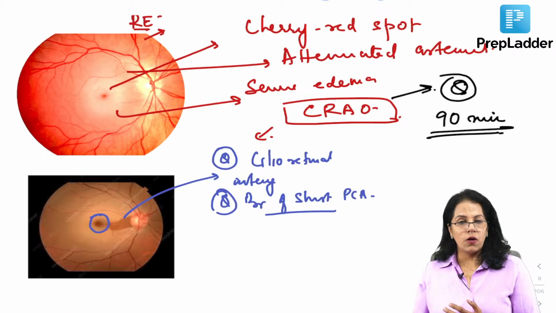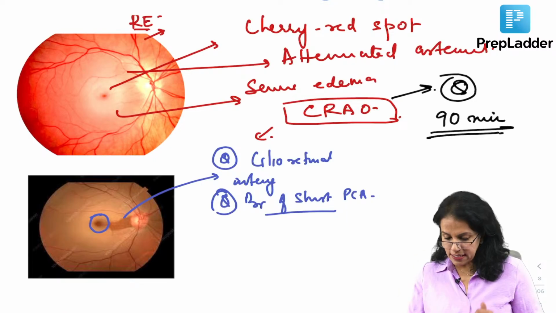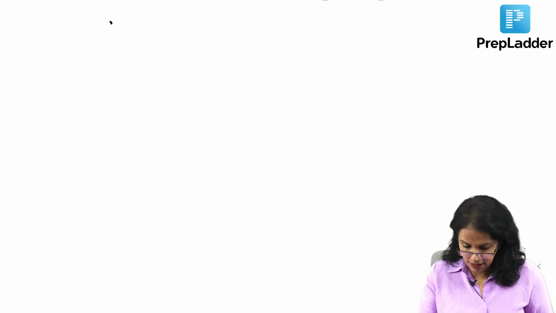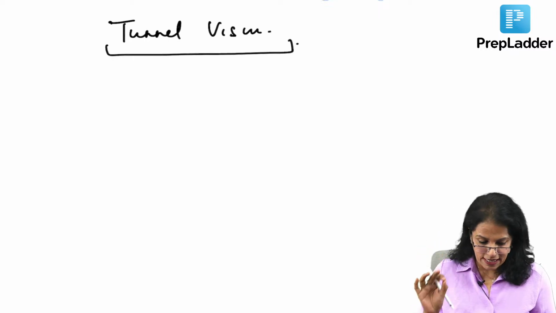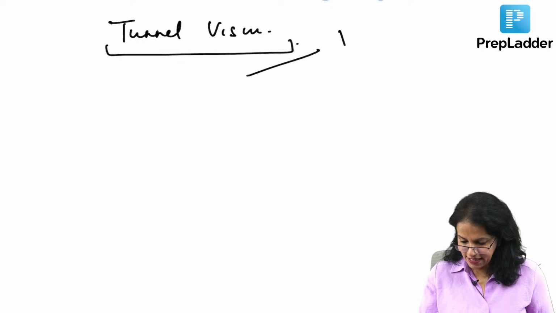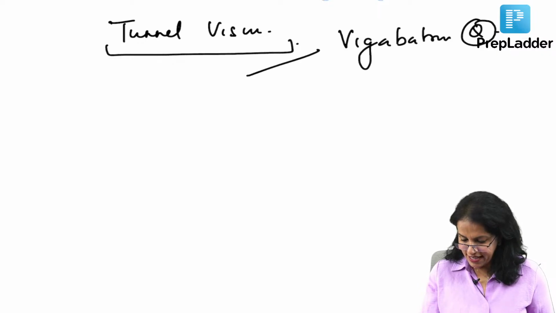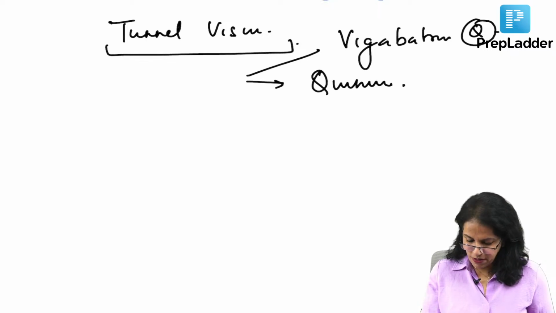Right? Okay. Before moving further to the next image, can you also tell me what are the causes of tunnel vision? If I ask you the two drugs or medicines which can lead to tunnel vision, what will you answer? Don't forget vigabatrin. This has been your exam question. And second, of course, quinine, right? Yeah, what can be the other causes?